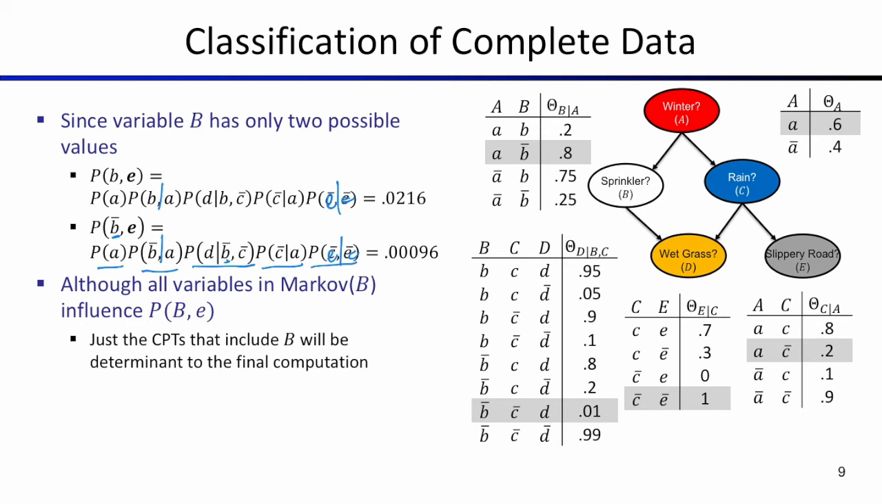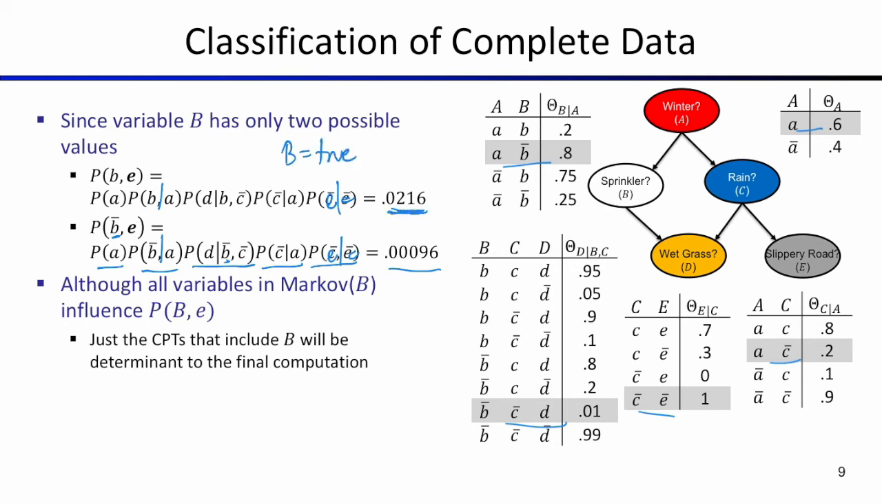And if we multiply, and it's marked here what the correct values are, we see that the number is smaller than the first one. So our classification is going to be B equal true, because this is the value of maximum probability.